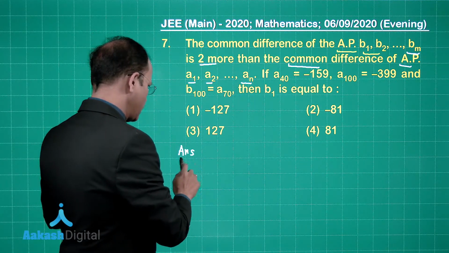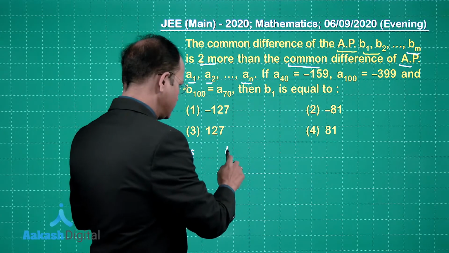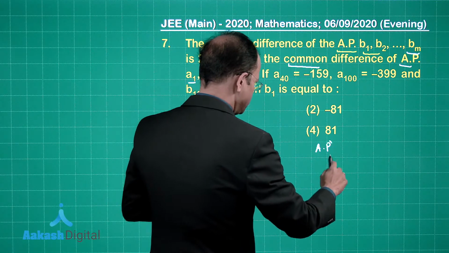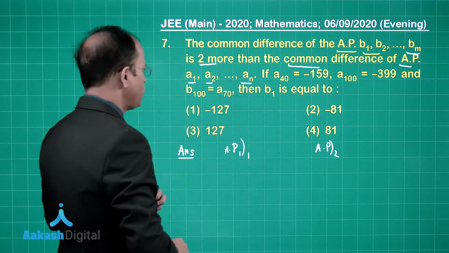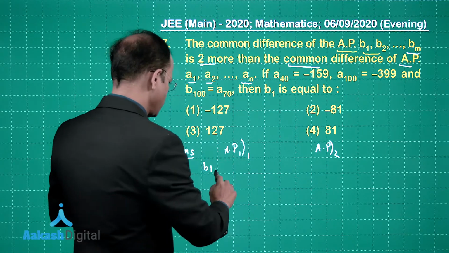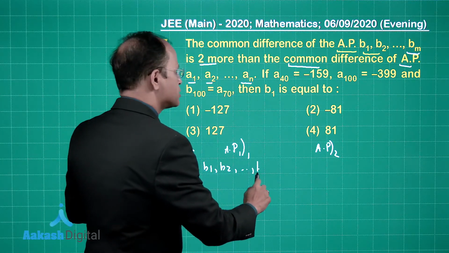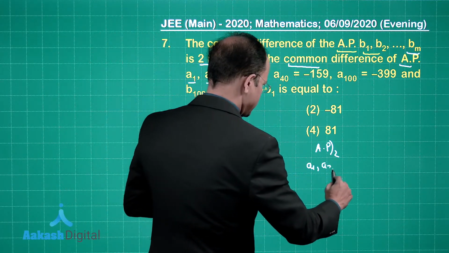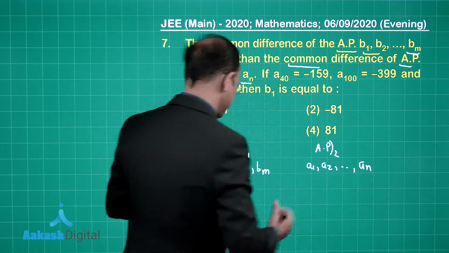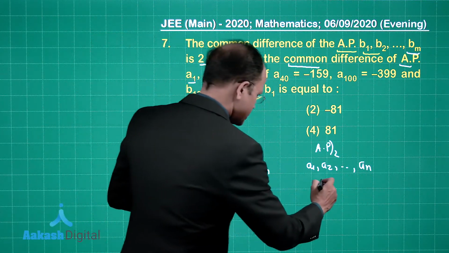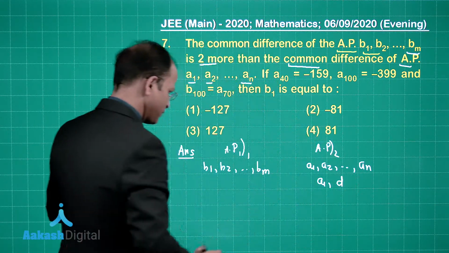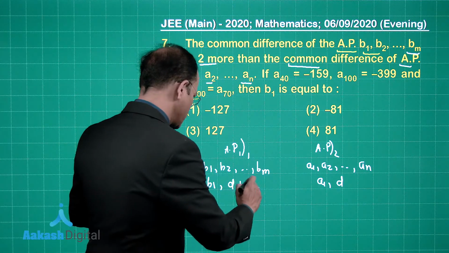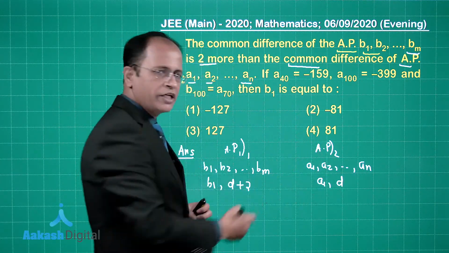You can see here there are 2 APs. So we have AP number 1, we have AP number 2. So the AP number 1 is B1, B2, and this is BM we have. AP number 2, let us write it as A1, it has been given, this is AN we have. The first term is A1 and the common difference is D. Here the first term is B1 and the common difference is D plus 2, because this is 2 more than the common difference of AP 2.